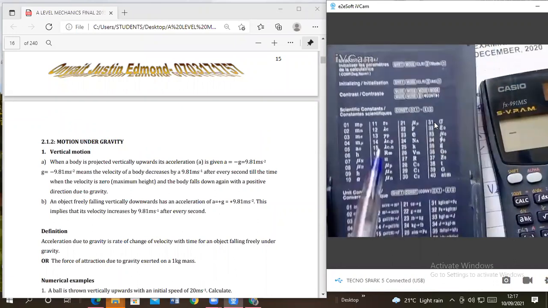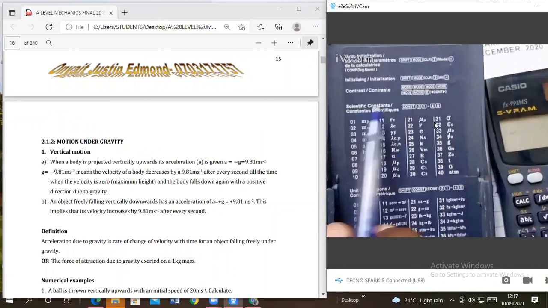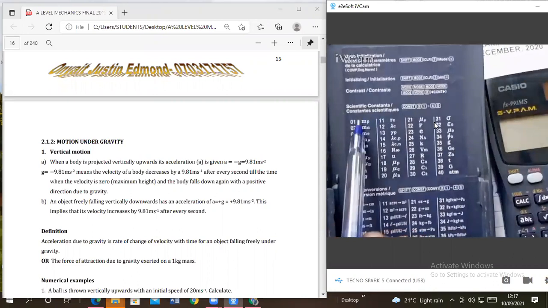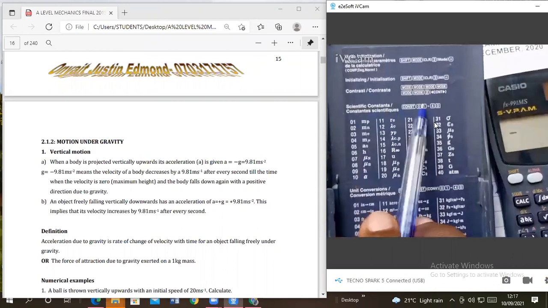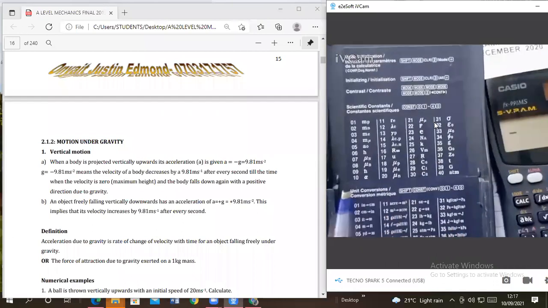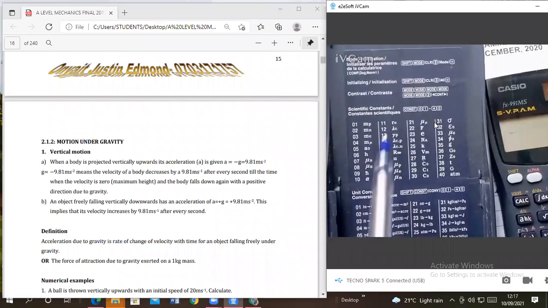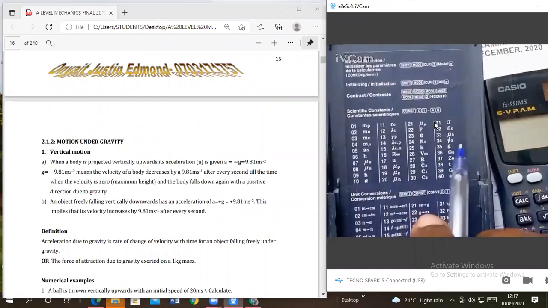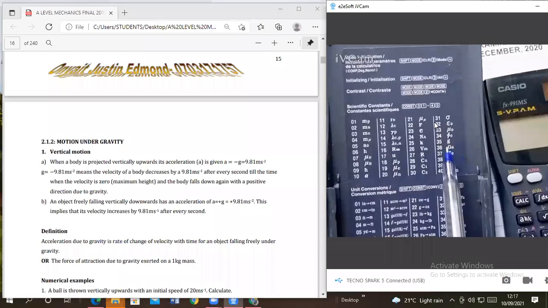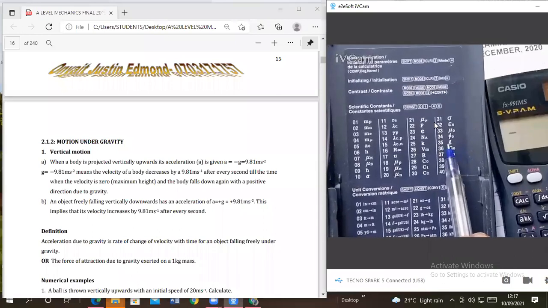So these are scientific constants. There are 1 up to 40. All these constants you know in physics are already found in our calculator. So acceleration due to gravity is number 35 in this table. Are you seeing it there? Number 35.